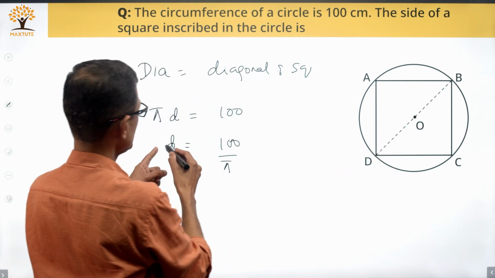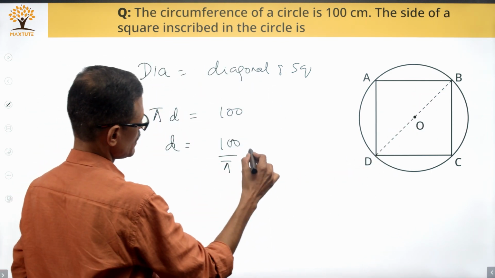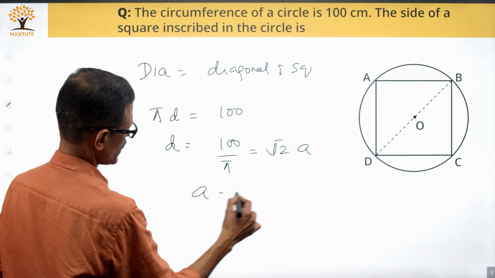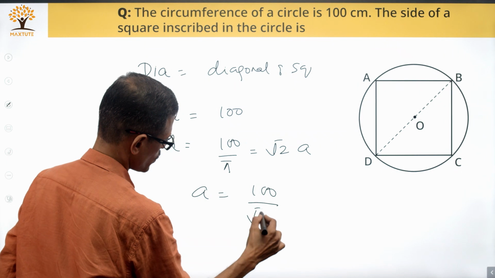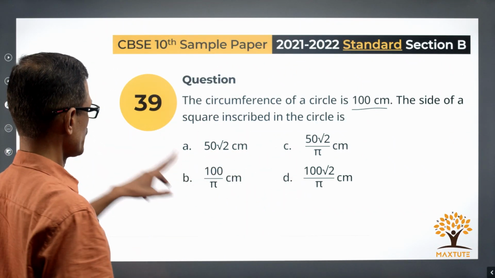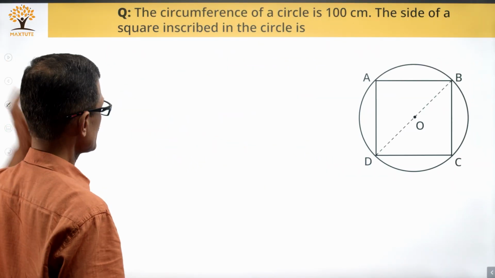The diagonal is d, the diameter. This will be equal to root 2 times the side a. So, a is equal to 100 by root 2 pi. Check out how the answers are given. Do we see 100 by root 2 pi? No. So, we will rewrite it a little bit. 100 by root 2 pi.